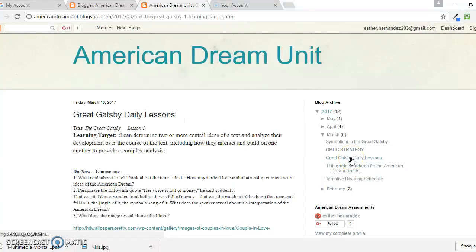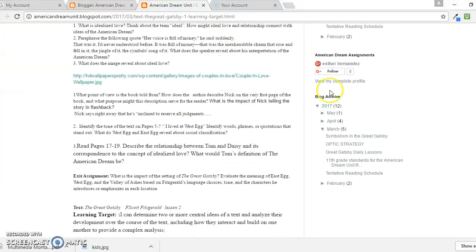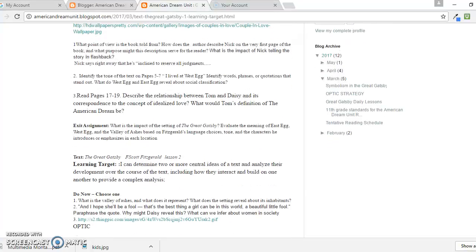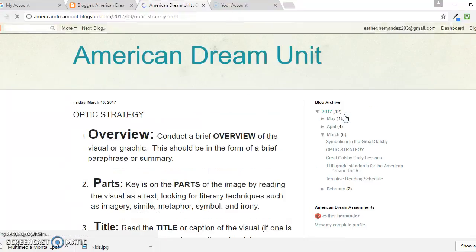all 11th grade students. So that my lessons are extremely structured with 3 do nows and with questions that guide the learning target and questions that guide student thinking. So if they have different ways to create lessons, it'd be great for them to add it onto Great Gatsby daily lessons. If they have any other OPTIC visuals that they can use, any suggestions, I'd really like for this to expand so it can be accessible for multiple teachers and not just myself.